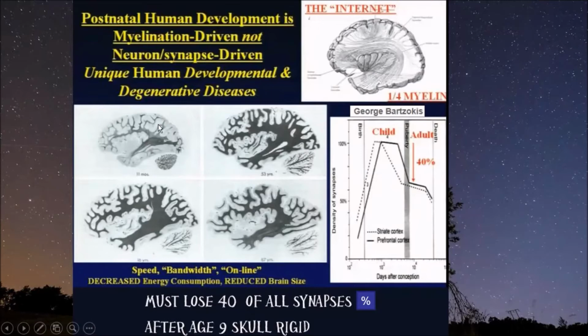By the age of 9 or 10, our skull seams together and no longer grows. So now we have a limited volume, and in that limited volume, as shown here, we need more wiring than we need computers. We need more axons and myelin than we need neurons. It's just like the internet.